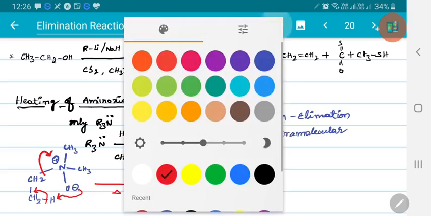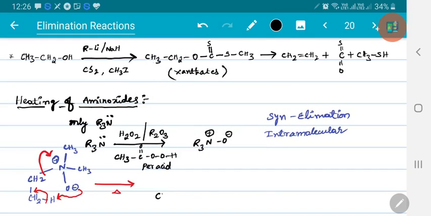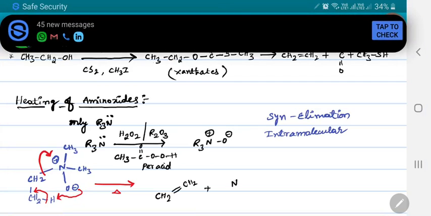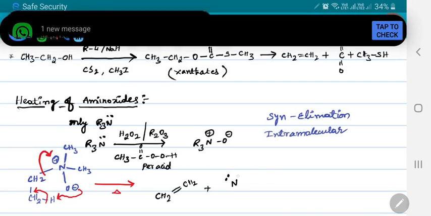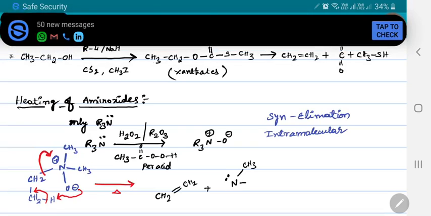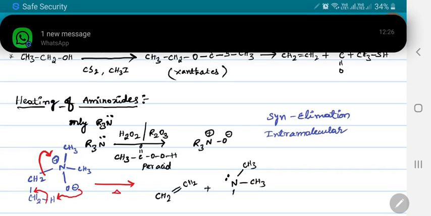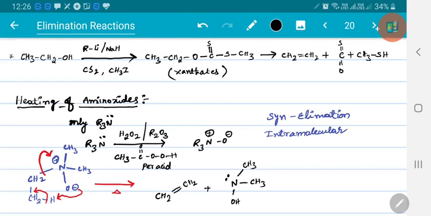Now this leads to product formation. The product obtained will be CH2 double bond CH2, you will get an alkene. Plus this bond got shifted here, therefore the positive charge vanished. So nitrogen will get a lone pair now, with methyl groups, and over oxygen you will get hydrogen, so OH. This is the product obtained, right? In the transition state, it is a planar 5-membered ring.